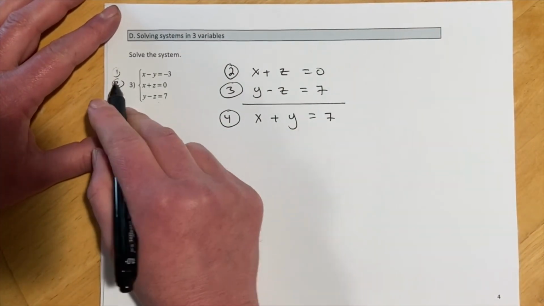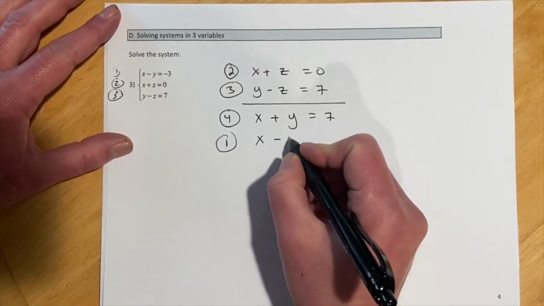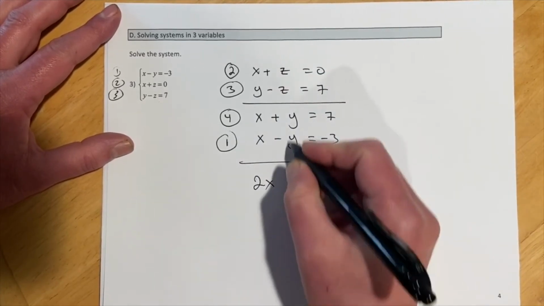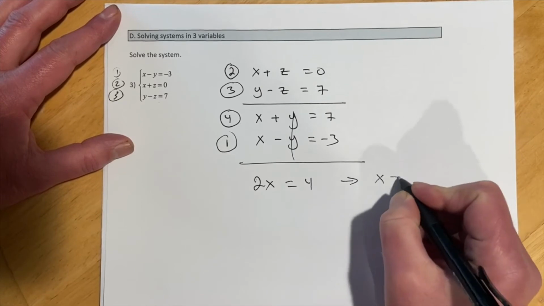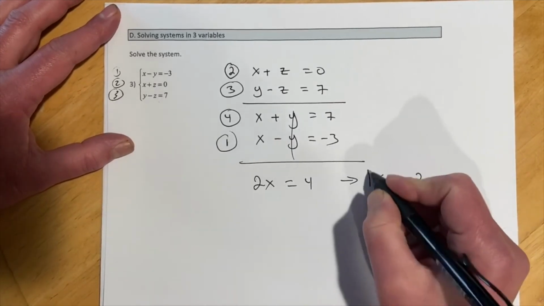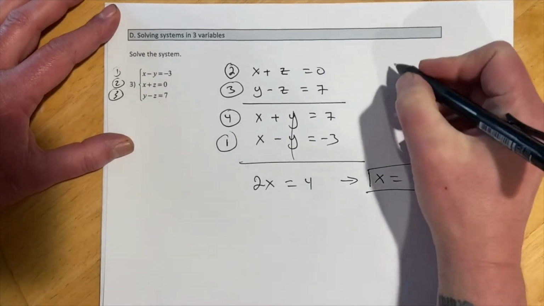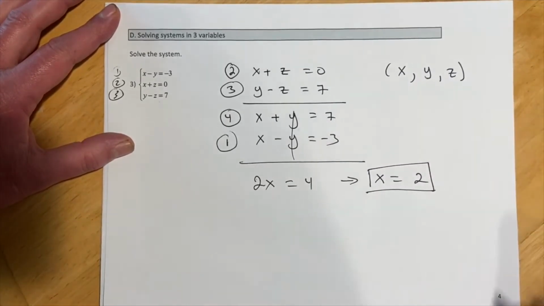So I'm just going to take equation 1 and drop it right there because those y's are already set up for me. And that gets me 2x, y's cancel, equals 4, and so x equals 2. So I got the first of my 3 solutions, and this time we're going to get ordered triplets. So those look like x, y, z.